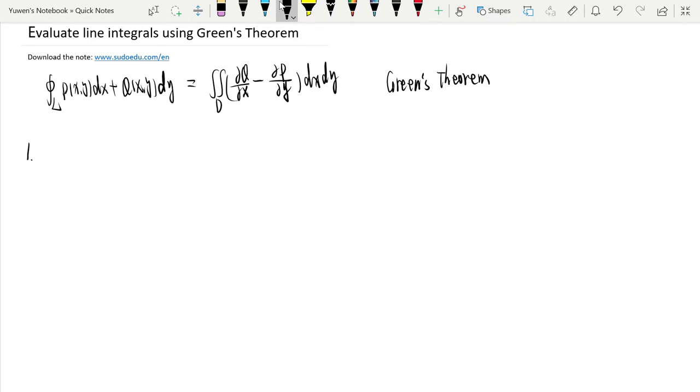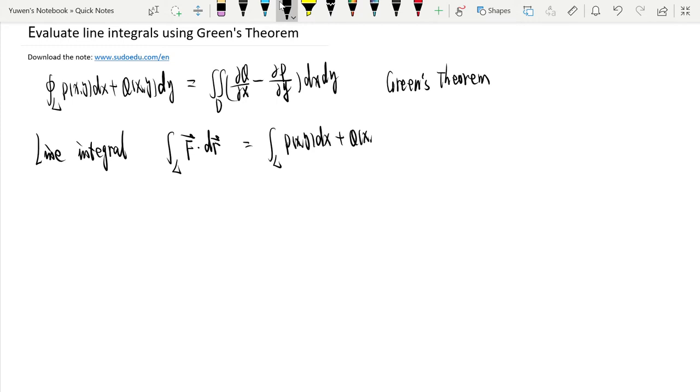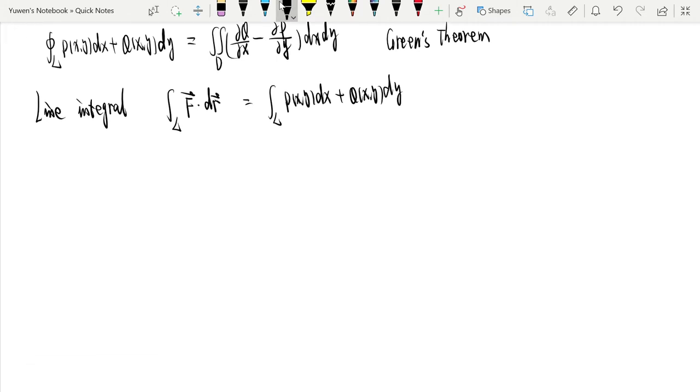The first is we evaluate the line integral over L of F dot dr equals the integral over L of P(x,y) dx plus Q(x,y) dy. How to evaluate the line integral using Green's theorem?